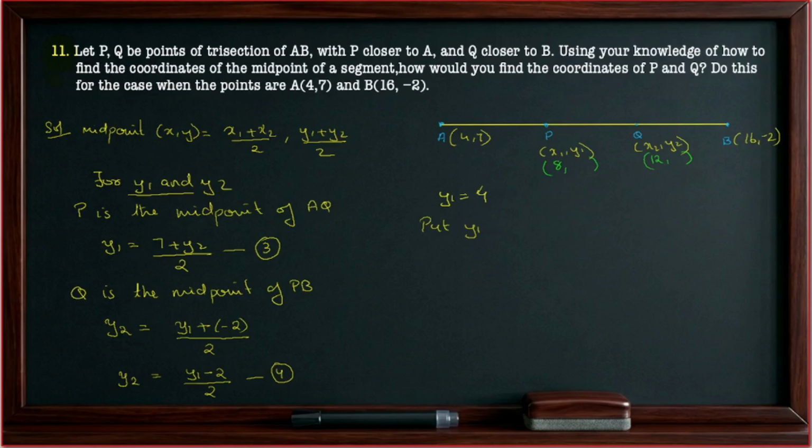Okay, so we got y1 is equal to 4. So put y1 is equal to 4 in equation 4. Equation 4 is y2 is equal to y1 minus 2 by 2, and when you're putting the value of y1, it will become 4 minus 2 by 2. Then you can write that as 2 by 2, which is equal to 1. So y2 you are getting the value as 1. So here we can write y1 we got the value as 4 and y2 as 1.